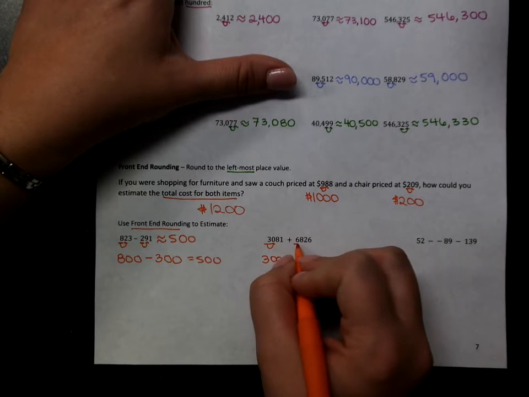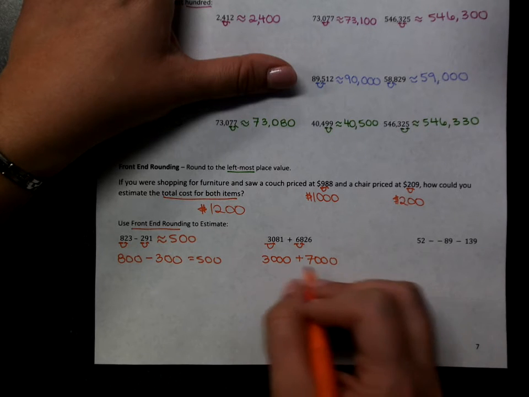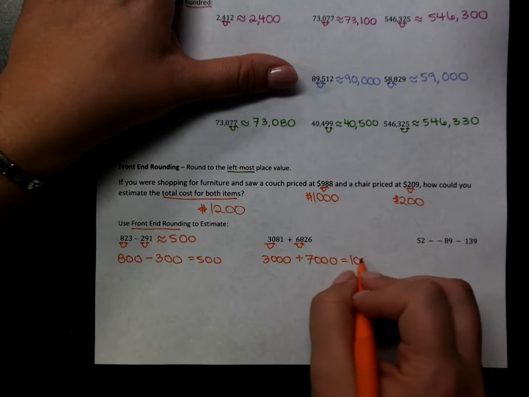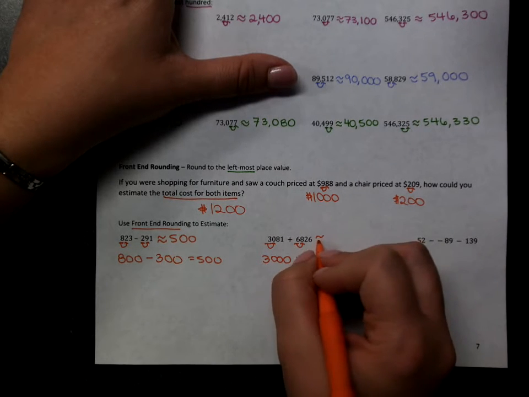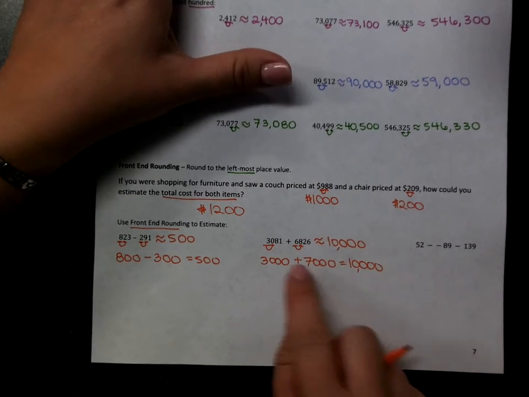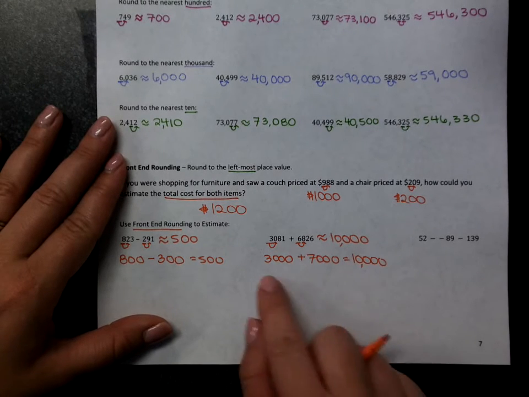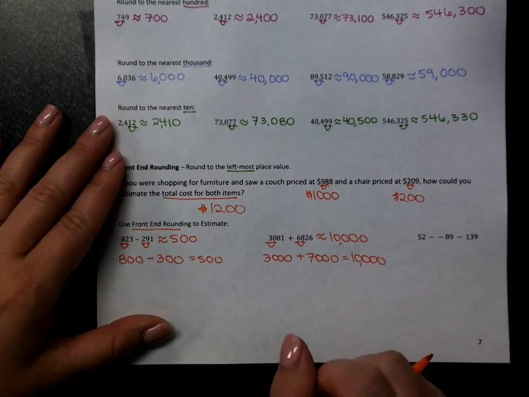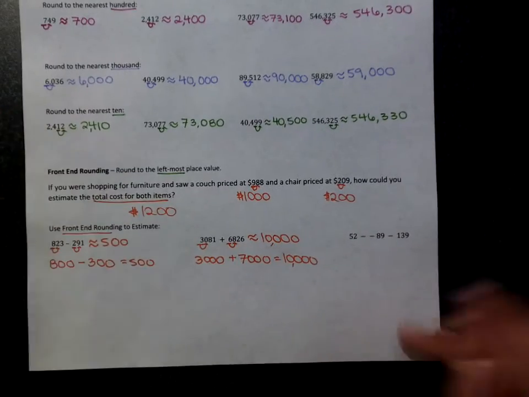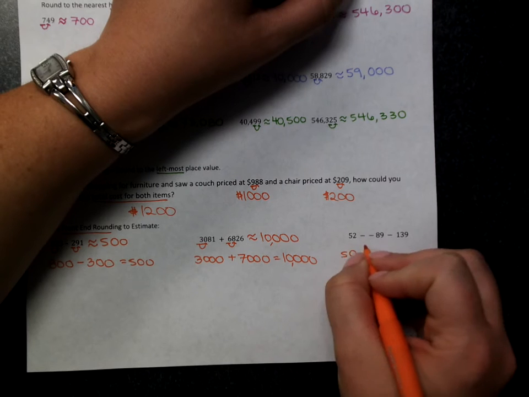Plus, we round with the 8. That rounds to 7,000. 3,000 plus 7,000 is 10,000. So this is approximately 10,000. So we're going to round off, add the rounded numbers together, which makes it way easier, and then that'll be our approximated answer. And the last one, 52 rounds off to 50.